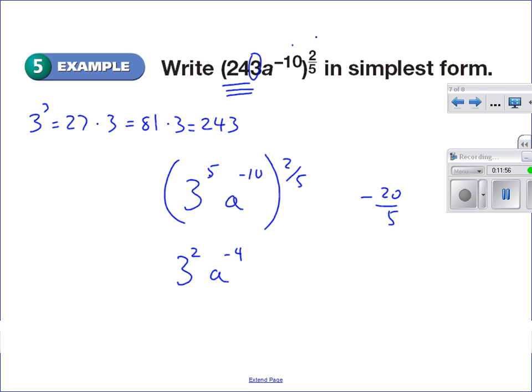So 3 squared, let's go ahead and call that 9. And I'm going to move this to the right here. 3 squared is 9, and a to the negative fourth has to move to the denominator to get happy, and I got a to the fourth there. And that's your final answer. That's simplified.